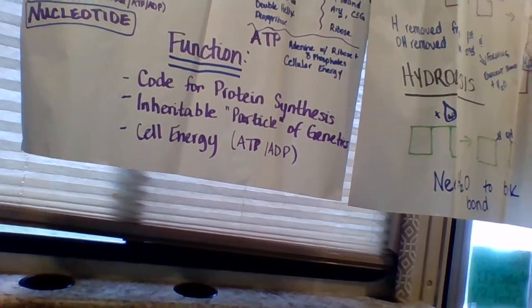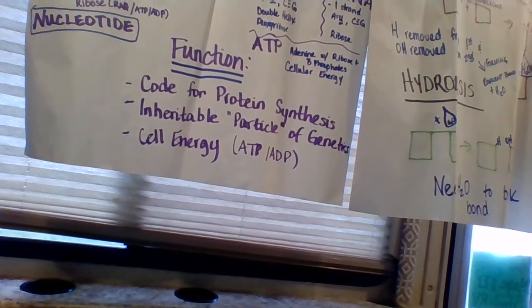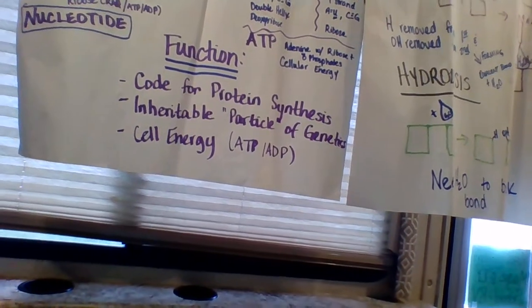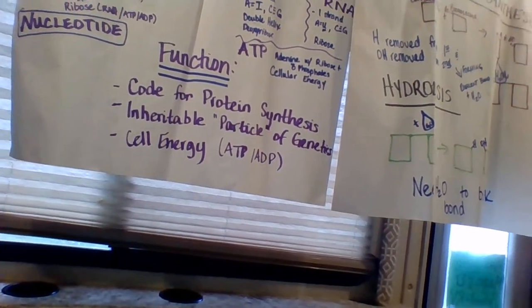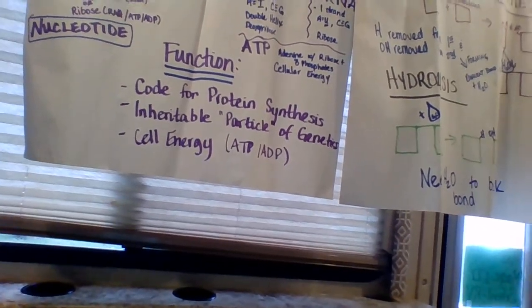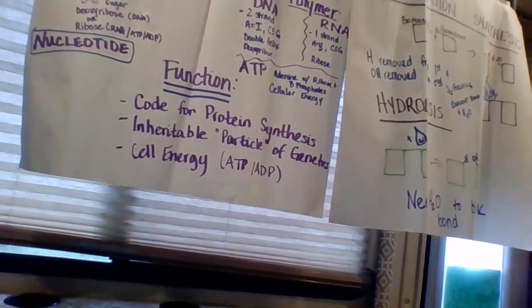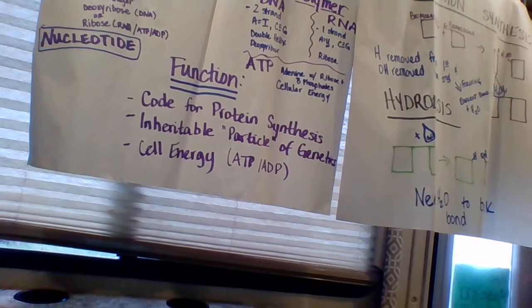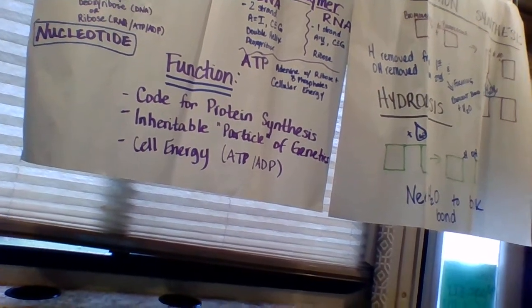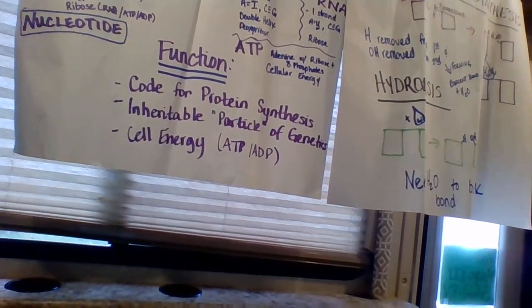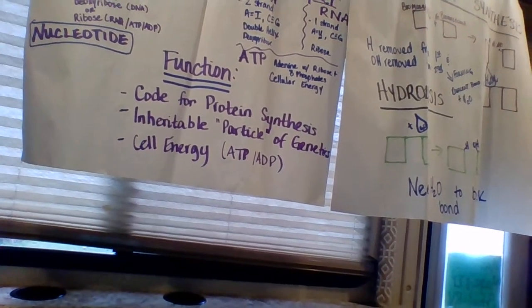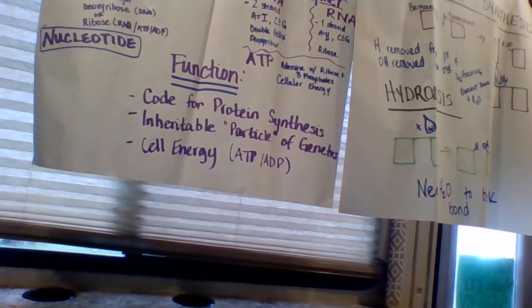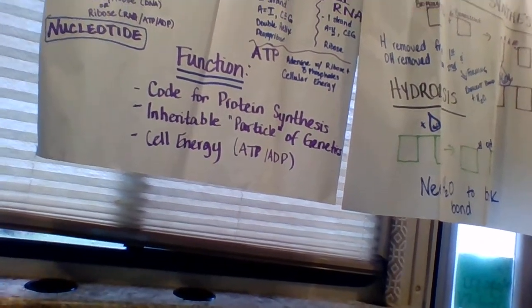The function is going to be to code for protein synthesis. That is the actual code that puts the amino acids in the correct order, or at least that's what it's supposed to do. This is the inherited particle of genetics that Mendel discussed in his work. And then ATP and ADP, and along with GDP and GTP, although we don't use those very often, are for cellular energy. So just some basic things to be aware of.